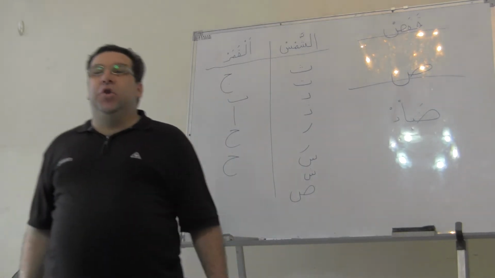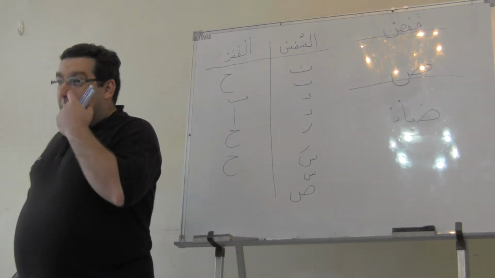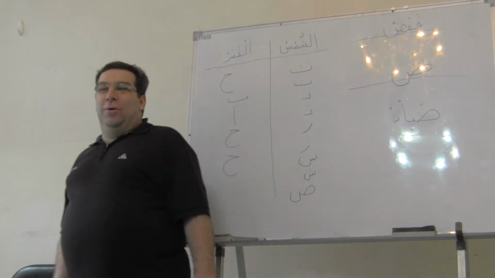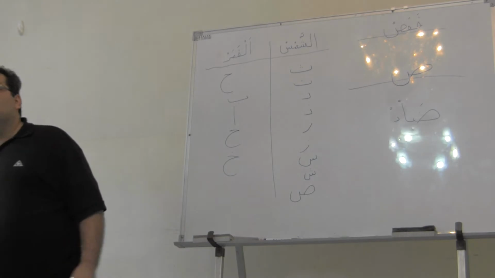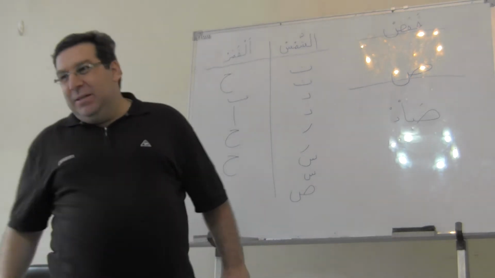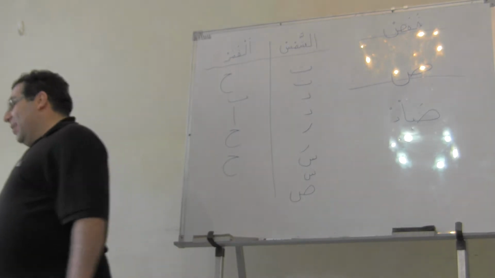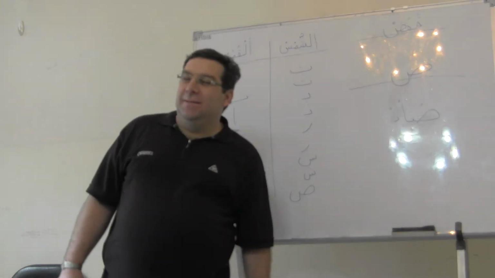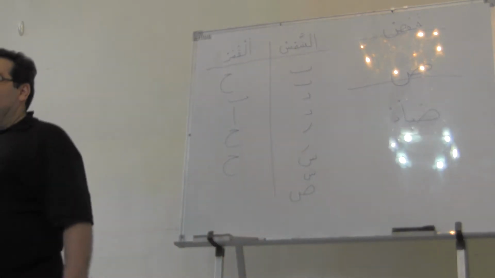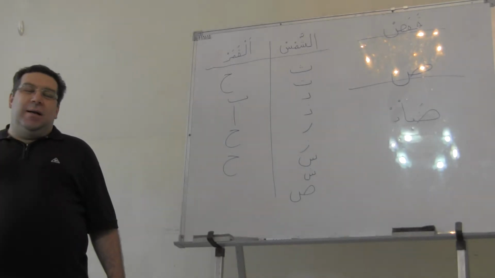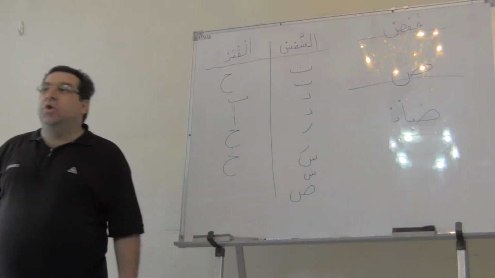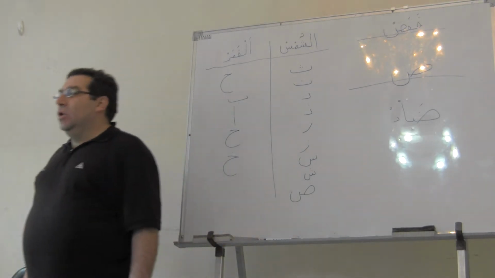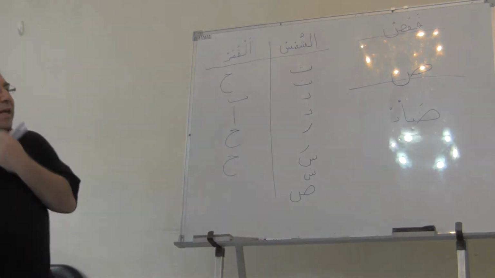Ba. Ba. Now this is the easy part. Now the second part is boo. Boo. This is a little bit more difficult. Now the real difficult part is bee. Bee. Don't let your two lips touch each other. Ba. Boo. Bee.